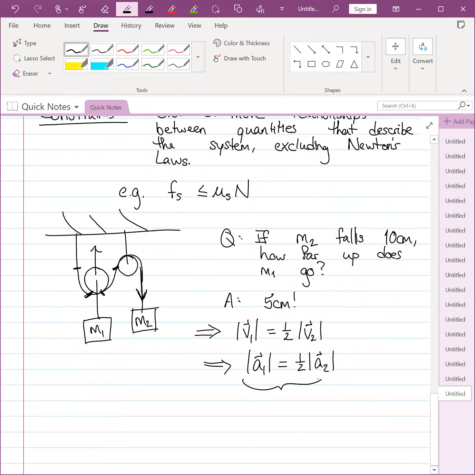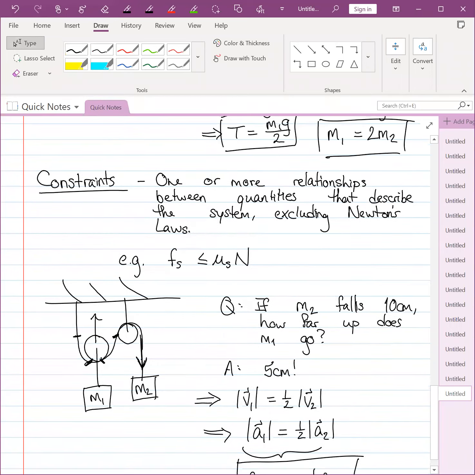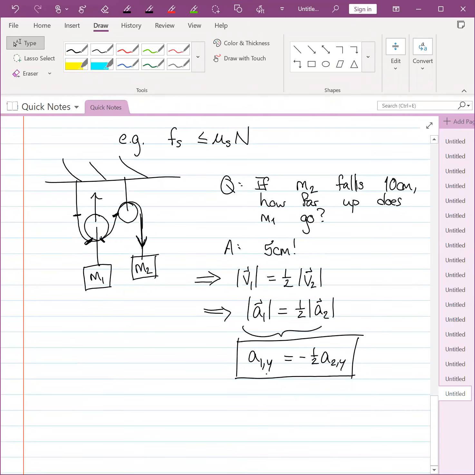And really, this can be rewritten as a1 in the y direction is equal to minus 1/2 a2 in the y direction. The minus sign just means that when one accelerates upwards, the other one accelerates downwards, and I've captured the direction with the y component. So this equation here is a constraint. This is an equation that you would need to come up with separately from Newton's laws in order to solve a problem.